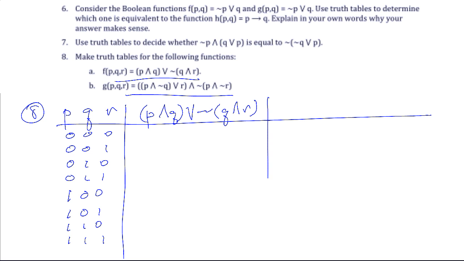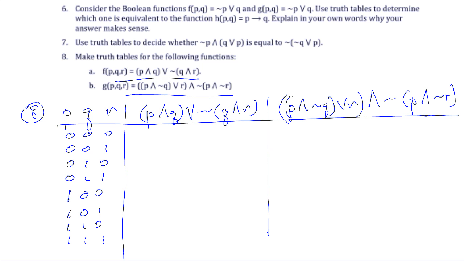Okay, there's part A. Here's part B. P and not Q, that thing or R. And not P and not R. Wow. Okay, so first of all, I'm going to do a Q and R column. Then I'm going to negate it. Then I'm going to do a P and Q column. And I'm going to do an OR between the P and Q column and the negation of the Q and R column. And that's straightforward.